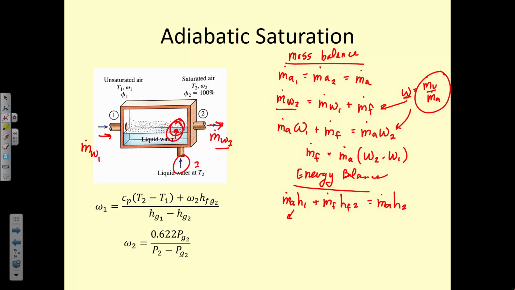We can replace this with C sub P T1 plus omega 1 times Hg1. So that's the enthalpy of the air plus the enthalpy of the moisture in the air, plus omega 2 minus omega 1 times HF2 is equal to C sub P T2 plus omega 2 Hg2.